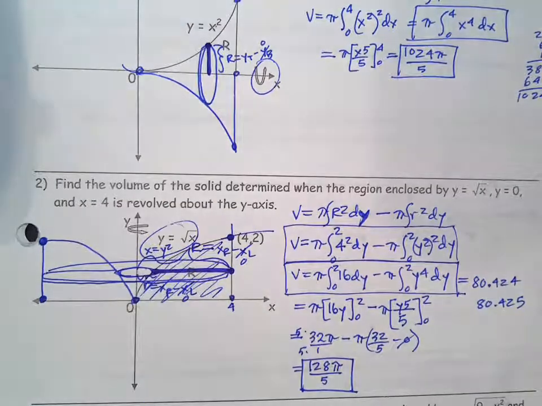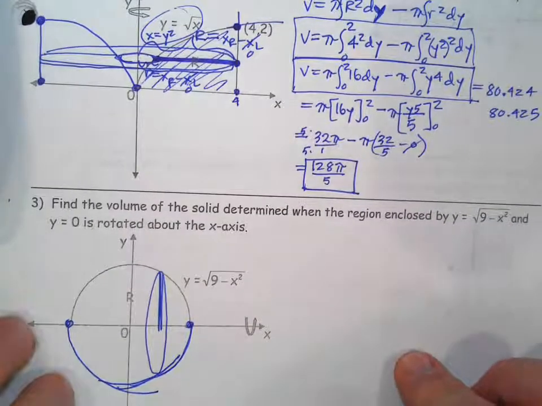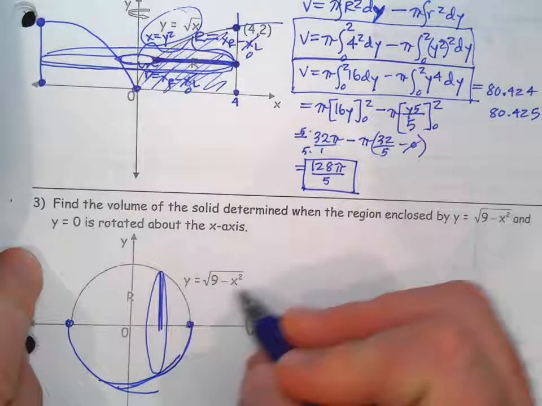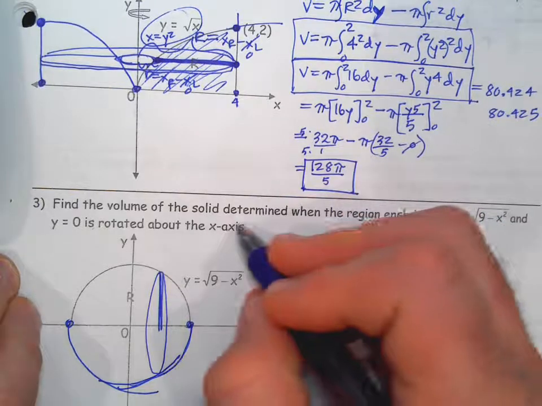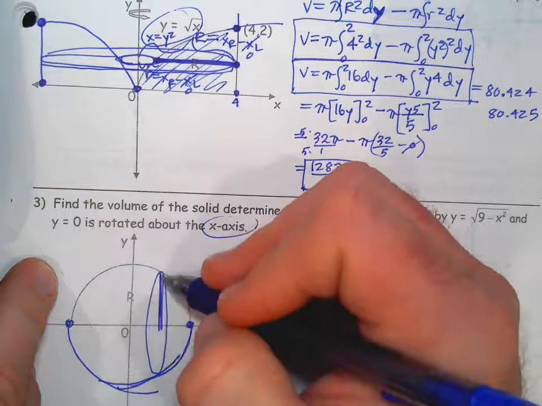Okay. So let's keep going. This one's kind of funky. So this is actually the top half of a circle. This is the equation of a circle. Solve for y. We're going to rotate around the x-axis. And so this is our solid. I'm going to do one slice.